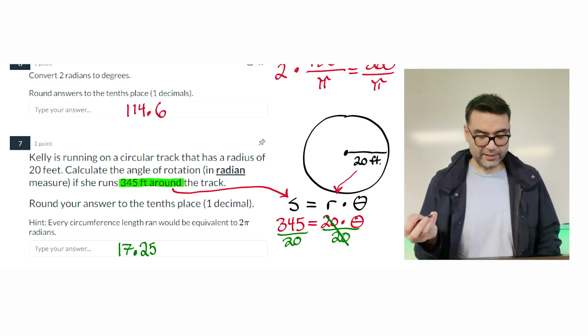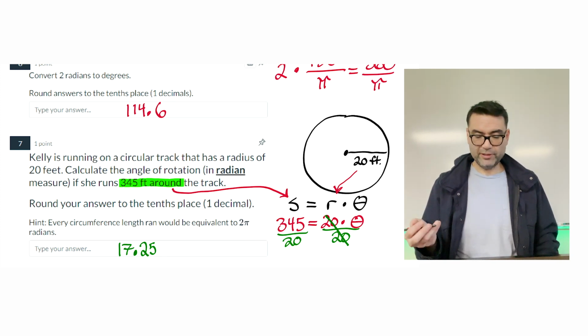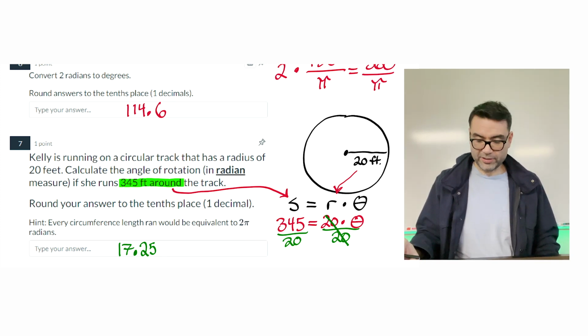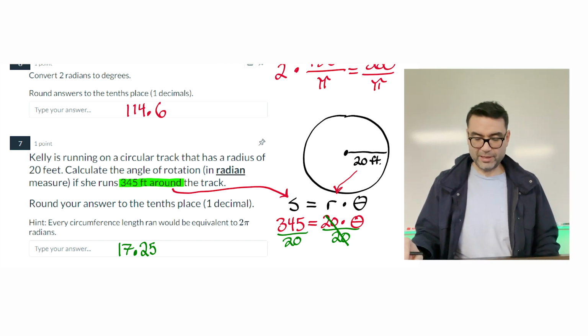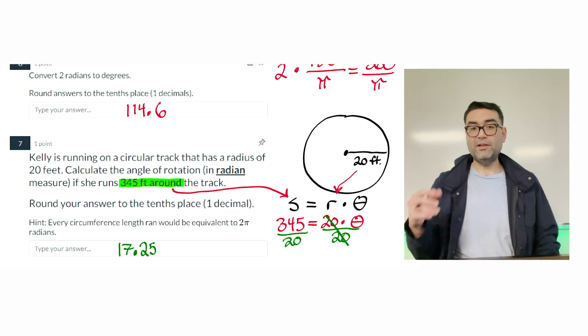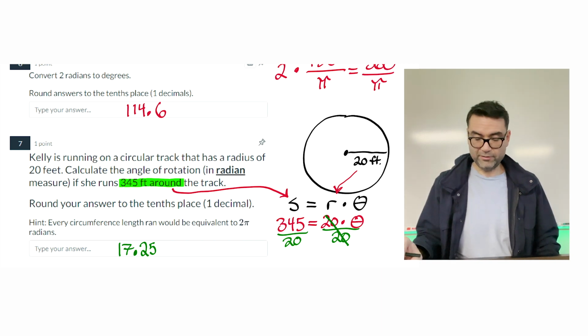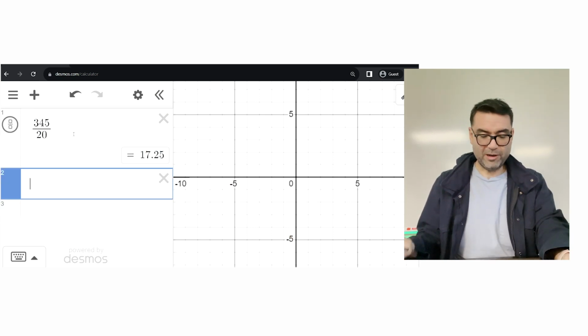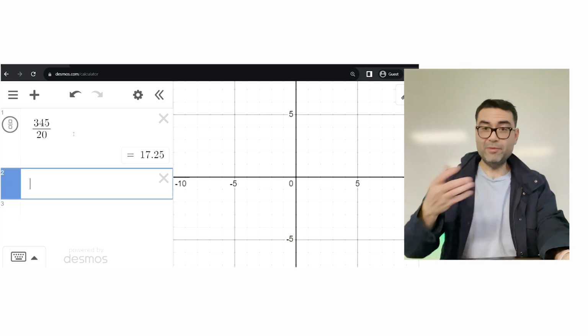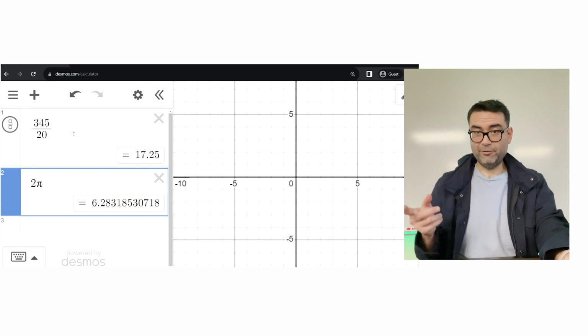And I did give a hint that says every circumference ran would be equivalent to 2 pi radians, right? But just to give you a little conceptual idea of what this answer is even saying: every time you run around a circle, the angle of rotation is 2 pi. So if our answer is 17.25, just to give you a way to think about what it means, 2 pi would be one time around the track.